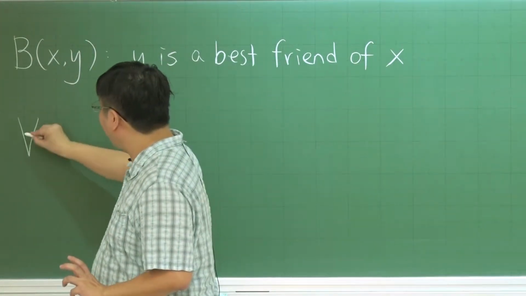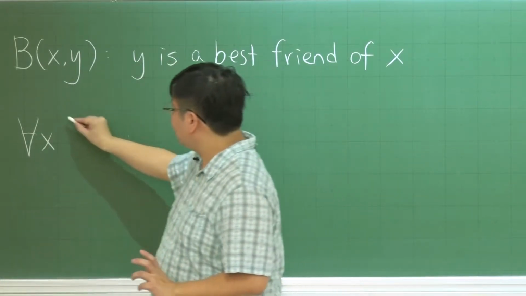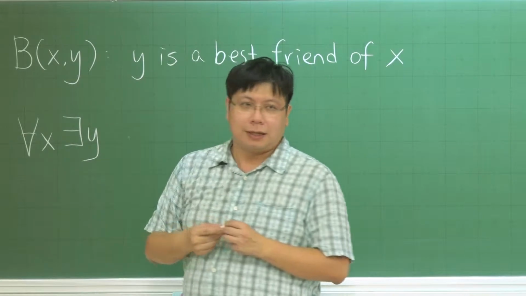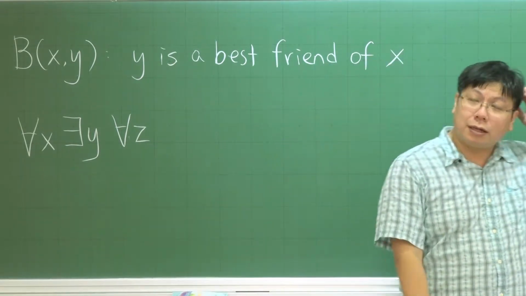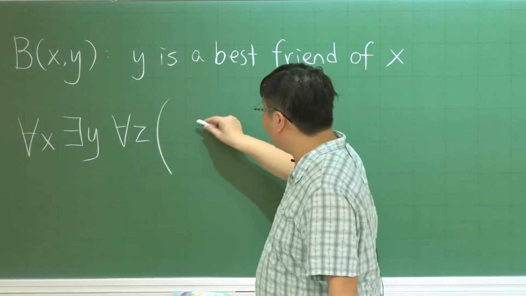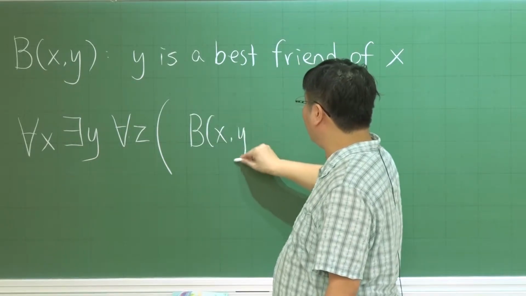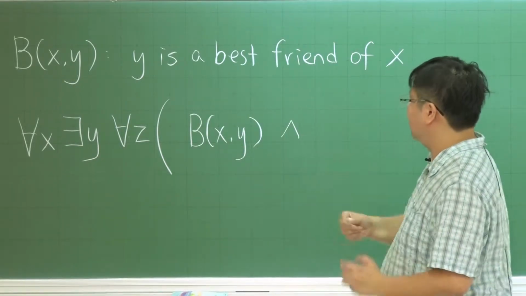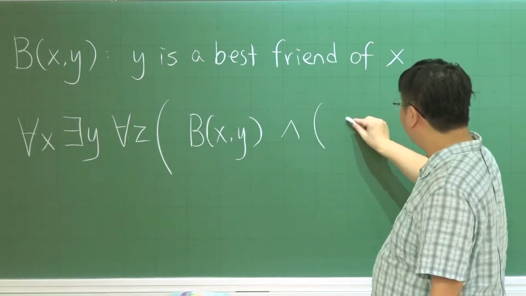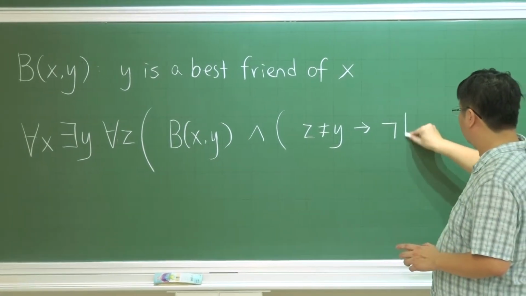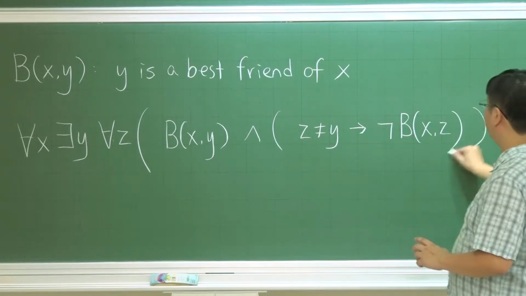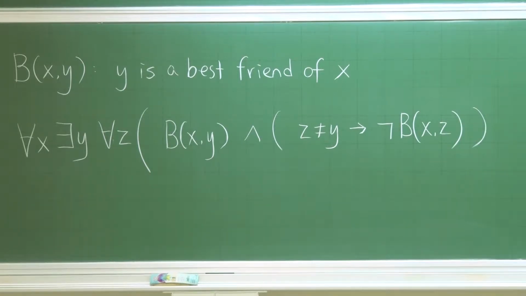So this is like for every x that you can imagine, there exists y who is going to be your best friend, such that for every other person z, such as z is not equal to y, then we will have what? We will have B(x,y), x and y are best friends, and whenever z is not equal to y, this will imply that z is not a best friend of x. Is that okay?